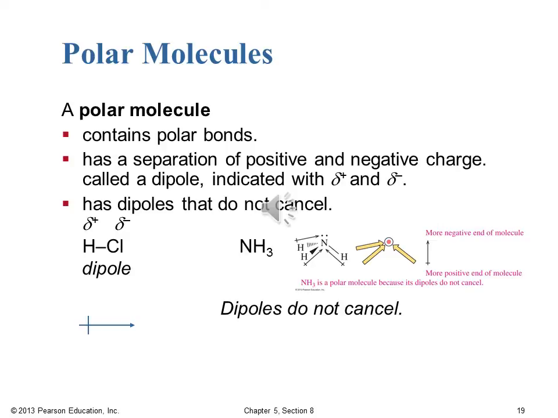A dipole, if you remember that phrase from earlier in chapter 5, where we show either the delta plus and the delta minus, or we show the arrows with the plus end and the arrowhead. And finally, we have to have dipoles that do not cancel.